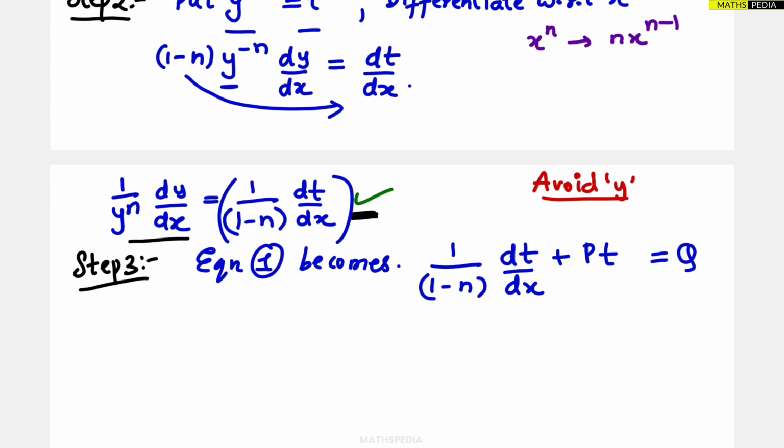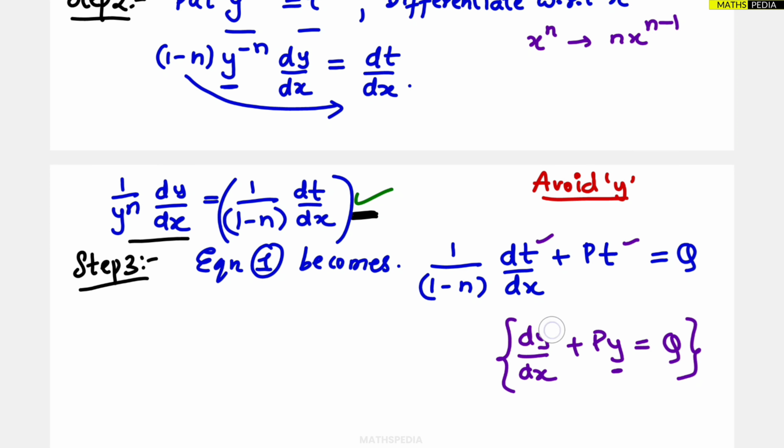Now we know the standard equation we have studied, that is dy by dx plus Py is equal to Q for the linear differential equation. Can we bring it in this form? Don't think about y. Here the variable has become t because we have avoided the y variable. So you can write it as t here. We have to bring it in this form. Now dt by dx is there already, Pt is also there, Q is also there. Now I want dt by dx alone.